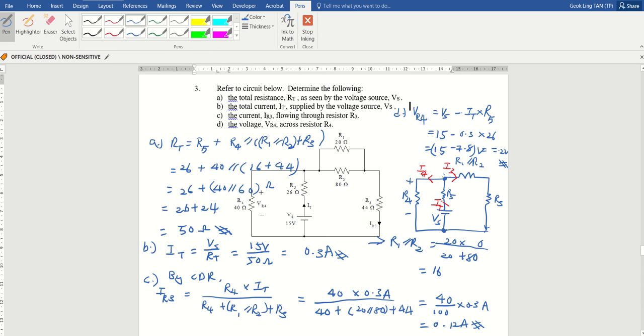So the voltage drop across R4 is equivalent to the voltage drop here because they are parallel. So Vs subtract the voltage drop across resistor R5 will give you the voltage drop across R4. It's the same because they are in parallel. So here it is 7.2 volt. Alright, check your answers.